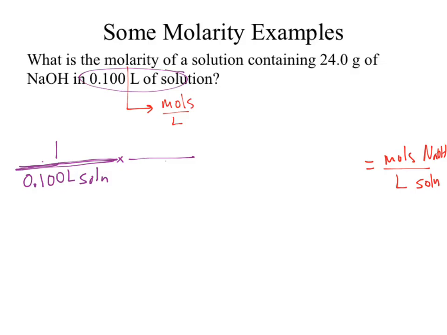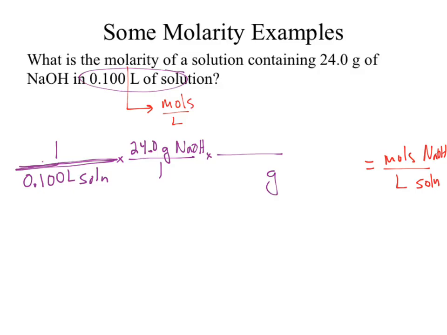Okay. I am given 24.0 grams of sodium hydroxide. What's in the denominator? One. Okay. There's no conversion factor there. There's no other number. It needs to be one. Okay. Can I get rid of the grams? Well, number one, do I have to get rid of the grams? Yes. Yeah, it doesn't show up in the answer.